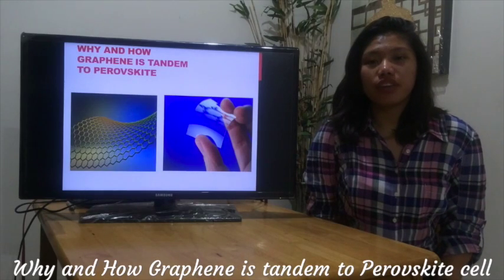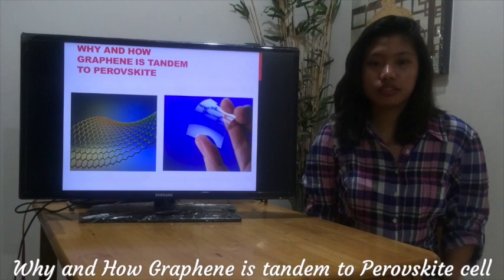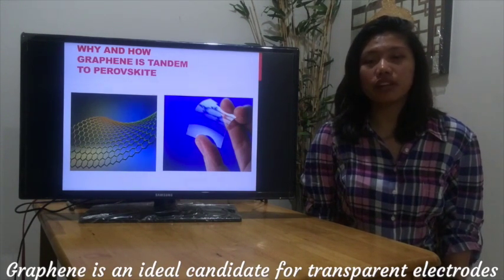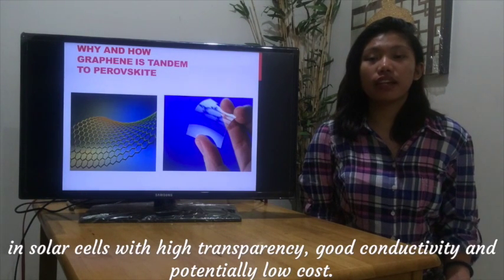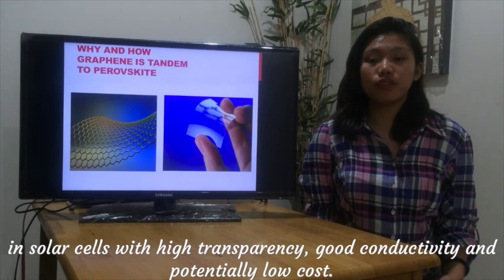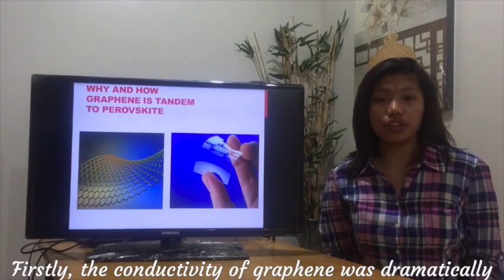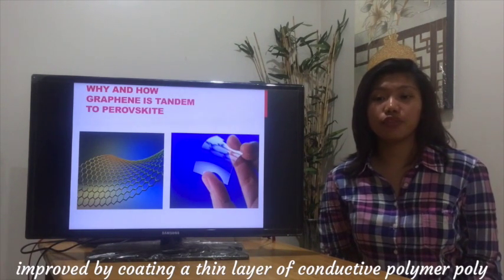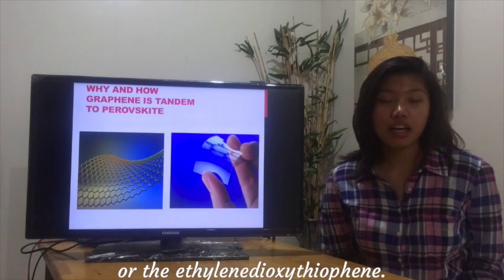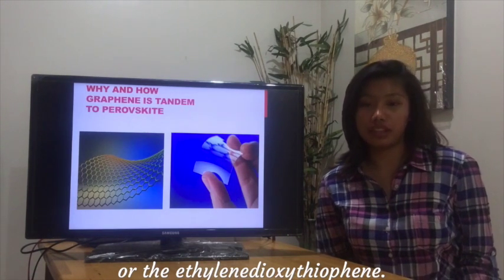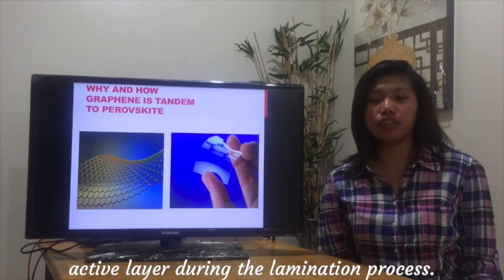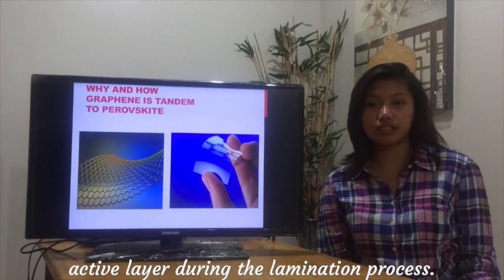Why and how is graphene used in the perovskite cell? Graphene is an ideal candidate for transparent electrodes in solar cells with high transparency, good conductivity, and potentially low cost. Firstly, the conductivity of graphene was dramatically improved by coating a thin layer of conductive polymer poly(3,4-ethylenedioxythiophene) that was also used as an adhesion layer to the perovskite active layer during the lamination process.